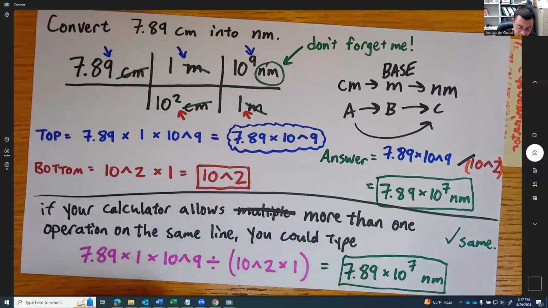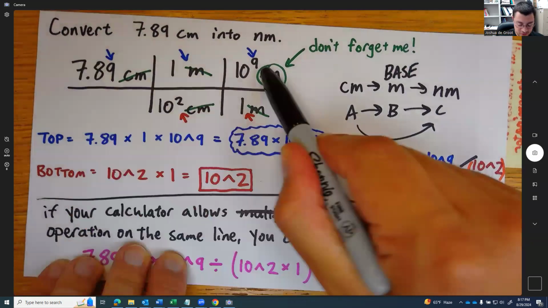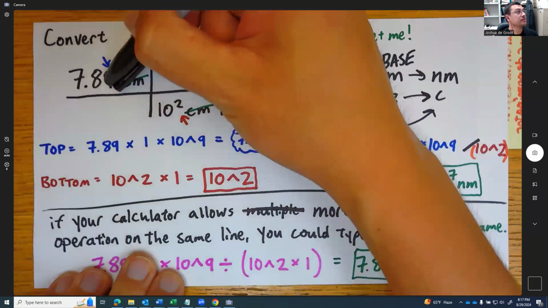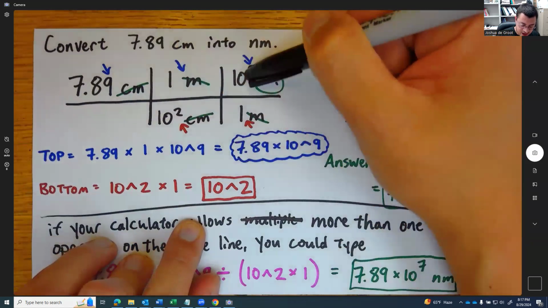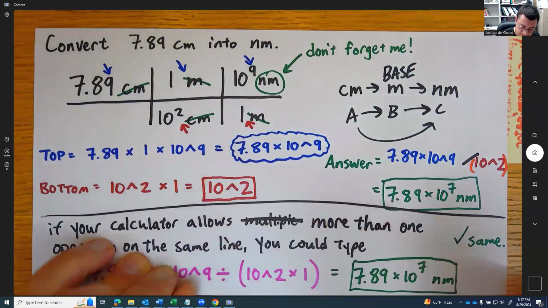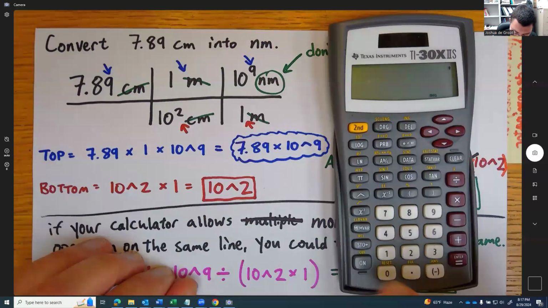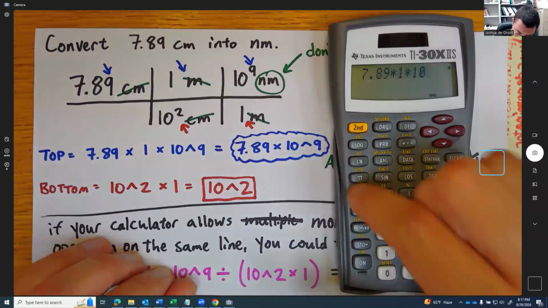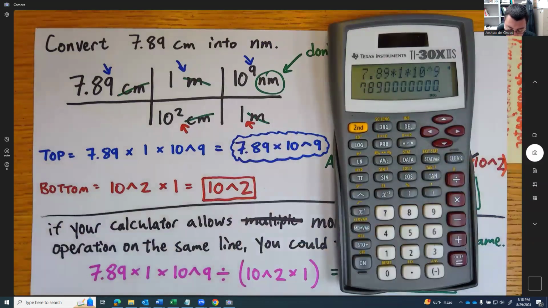All right, with this top-bottom method, I look at everything at the top, the numerator, and I just multiply them out. I take that 7.89, I take that 1, and then I take that 10 to the 9th power, and I've got them lined up 1, 2, 3. I multiply them out, and then I get my answer: 7.89 times 1 times 10 to the 9th power. And there's that answer.